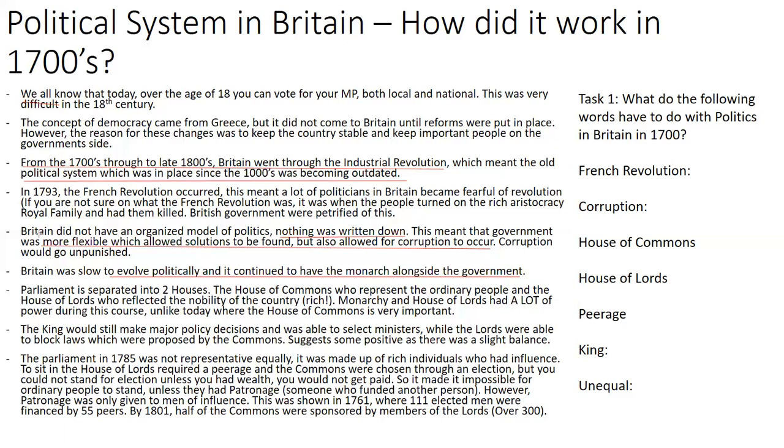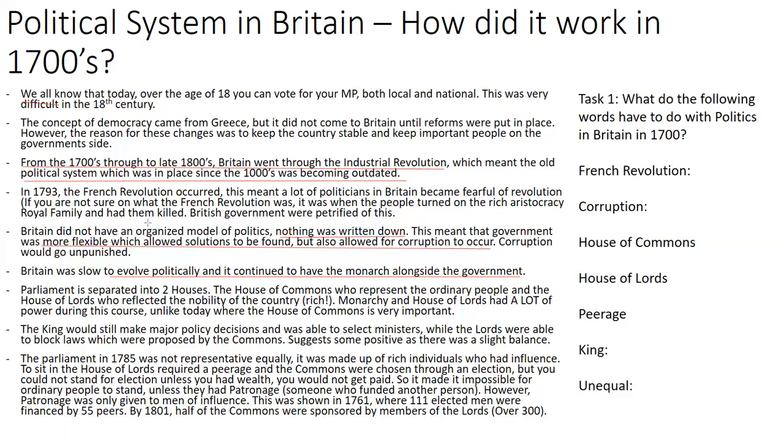Now, the Parliament in 1785 was not representative equally. So it was made up of rich individuals who had influence. To sit in the House of Lords, you required a peerage, and the Commons were chosen through an election. So if you were voted into the House of Commons, you had to be voted in through an election. To get into the House of Lords, you required a peerage.